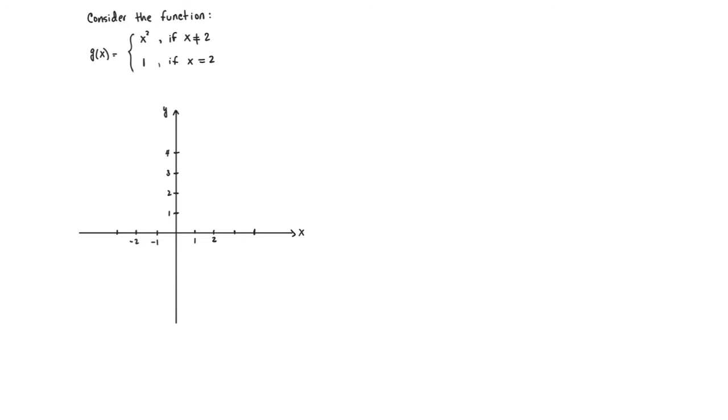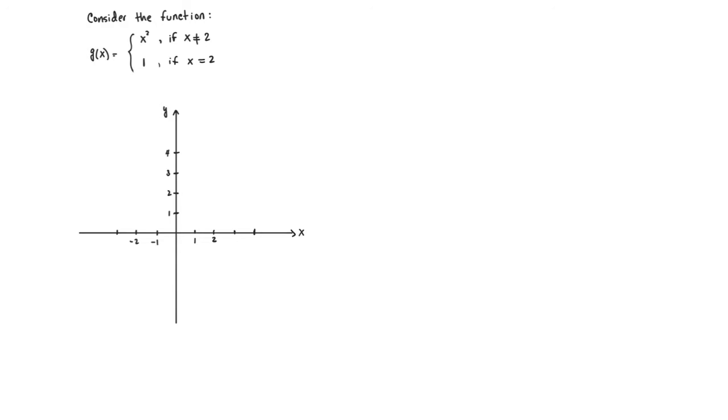Here is another great example about how we interpret the limit of a function as x approaches a particular value. For example, look at this function right here, g of x. According to the way in which this function has been defined, g of x is the quadratic, the simple parabola x squared, whenever x does not equal 2. But if x happens to equal 2, g of x is going to be equal to 1.